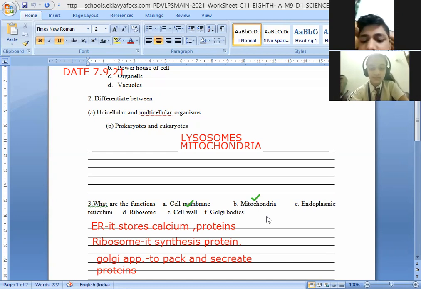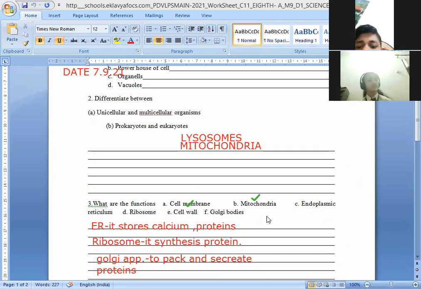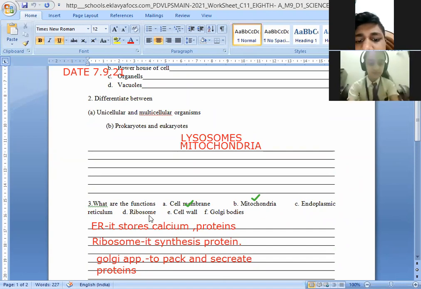Next, Sarthak Singh Rao, mitochondria. Mitochondria is the powerhouse of the cell. Ma'am, your voice. Powerhouse of the cell, so what does powerhouse mean? It provides energy. Mitochondria provides energy to the cell. Ma'am, ER performs cellular respiration. Yes, performs cellular respiration.